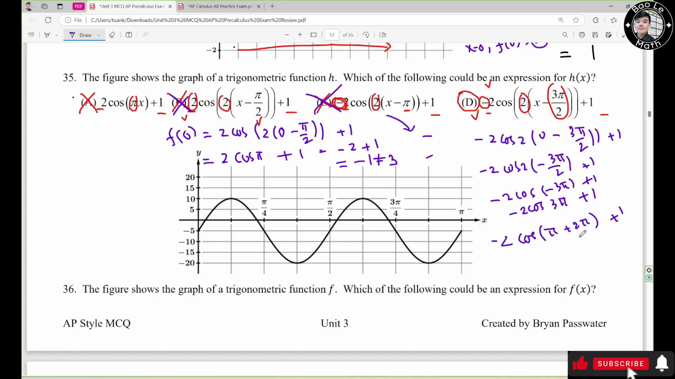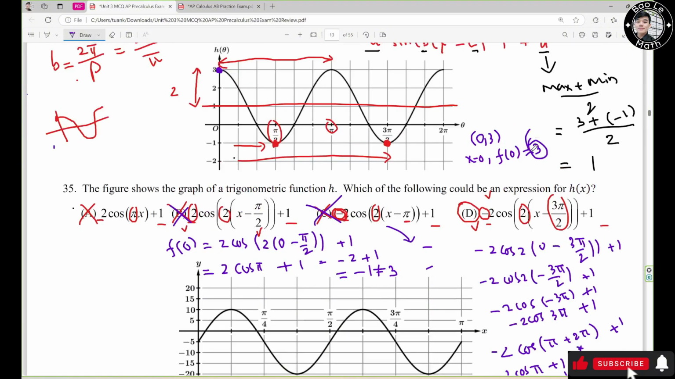Now cosine of 3 pi can be written as cosine of pi plus 2 pi, plus 1. I just ignore the period right here. So it could be negative 2 cosine of pi plus 1. Cosine of pi equals negative 1. Negative 1 times negative 2 equals 2. 2 plus 1 equals 3, which is this guy right here. So the answer must be D.